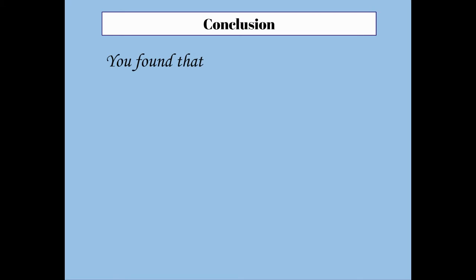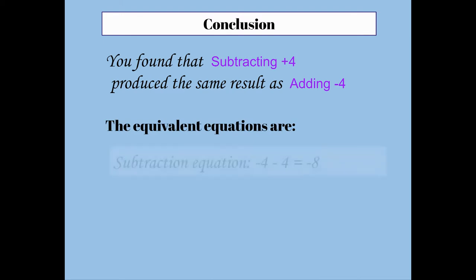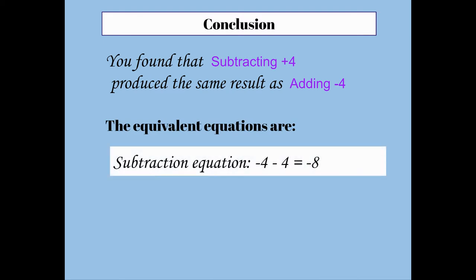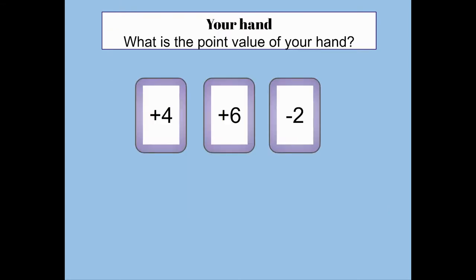So in conclusion, we found that subtracting a positive 4 produces the same result as adding a negative 4. The equivalent equations are the subtraction equation: negative 4 minus 4 is negative 8, but negative 4 plus a negative 4 is also a negative 8. Let's look at another example.